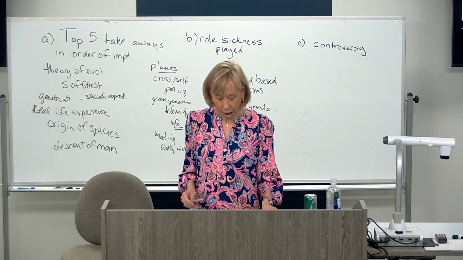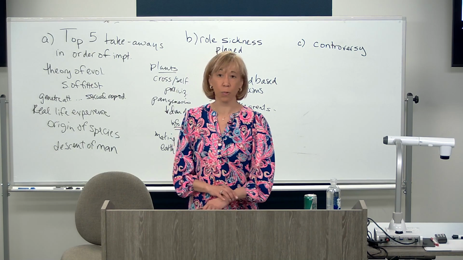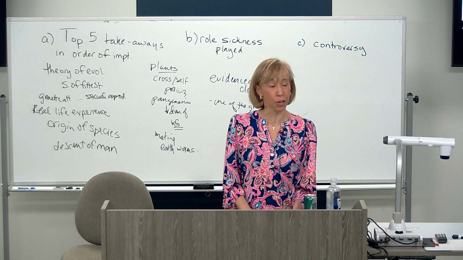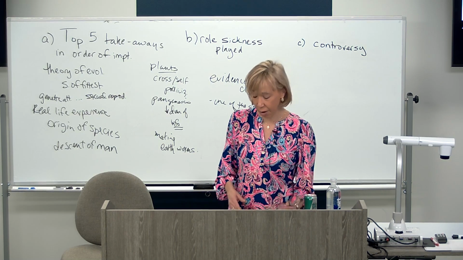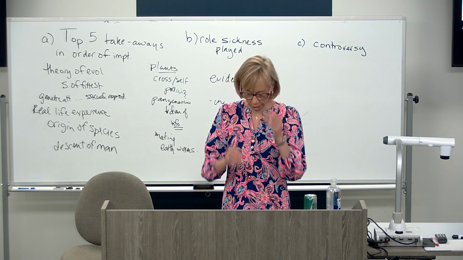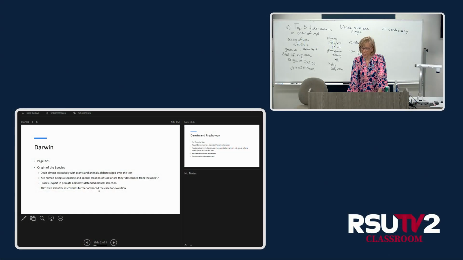As was said in the first group, when Origin of the Species was published, a lot of people were astonished by it and thought it was a revolutionary work, which it was, but there was also a lot of pushback because it pushed back against the idea that God had created the world, and that was a problem for lots of people. So let's look at this PowerPoint here as we finish up the chapter. The Origin of the Species dealt almost exclusively with plants and animals, with debate raging over the text. The debate was, are human beings a separate and special creation of God, or are they descended from apes? Huxley was an expert in primate anatomy, and he was one of Darwin's staunch defenders when it came to natural selection, so do be familiar with Huxley. He's also mentioned in the textbook.